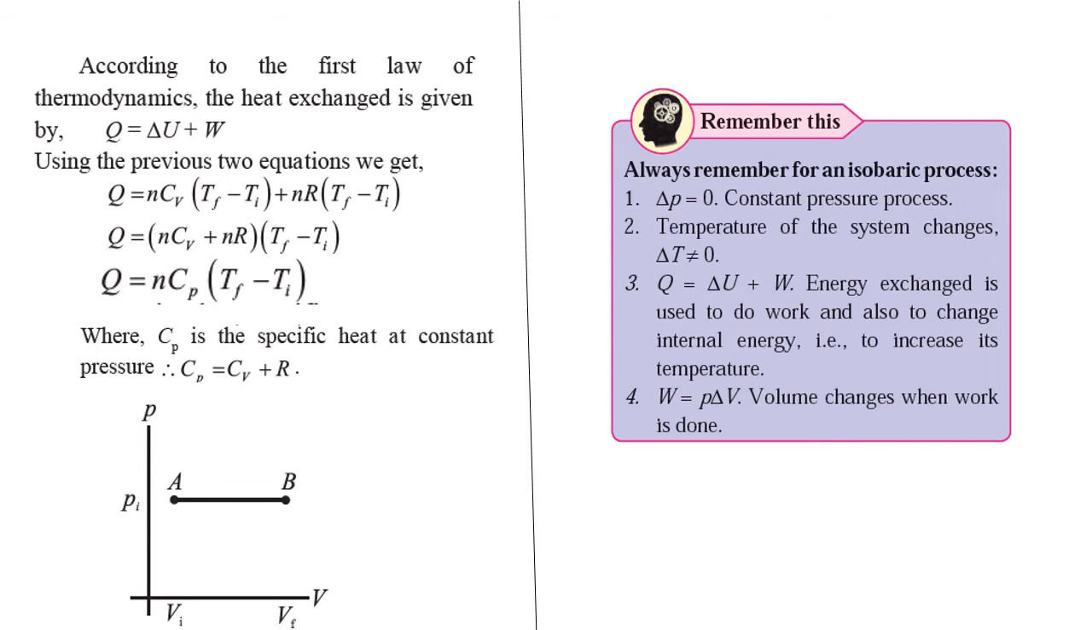As Tf minus Ti appears to be common, we can write Q is equal to, in the first bracket, n Cv plus nR times Tf minus Ti. Taking n outside the bracket, we can write Q is equal to n times Cv plus R times Tf minus Ti, and we know that Cv plus R is equal to Cp, that is the specific heat at constant pressure. Therefore, Q can be written as Q is equal to n Cp Tf minus Ti. The below graph shows the work done in expanding the gas at constant pressure.